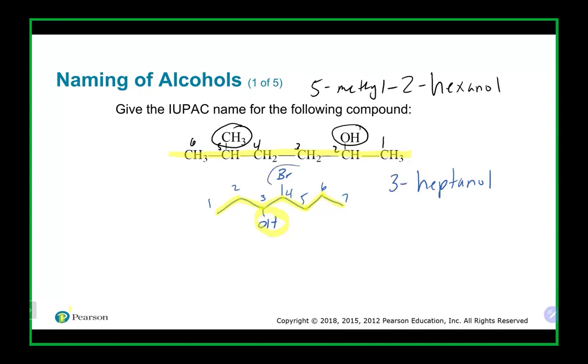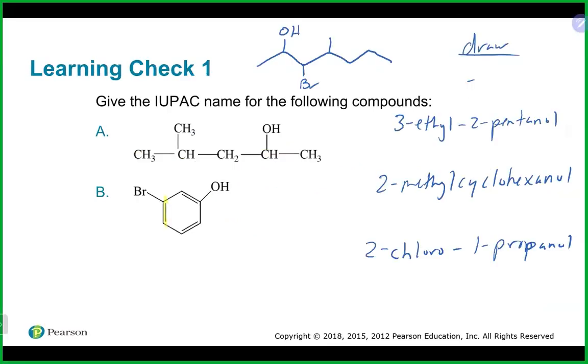That means I've locked in my numbering, and my bromine has to be at carbon number 4 in this case. That's going to give me a 4-bromo-3-heptanol. Any questions on those there? Okay, let's take a look and see how you're doing.